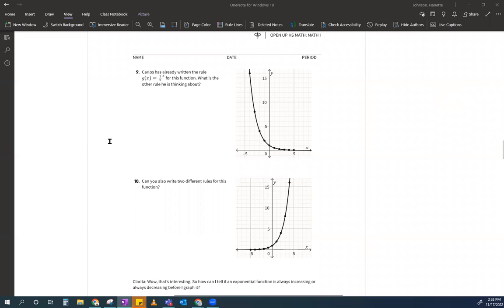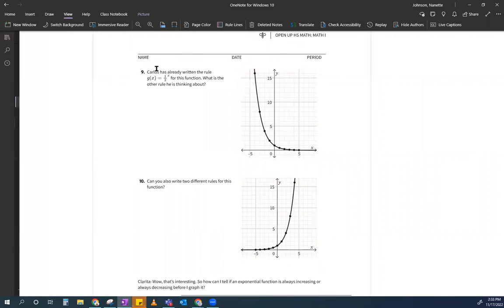Okay, so we're still in 2.5. I forgot what we were in, 2.5.